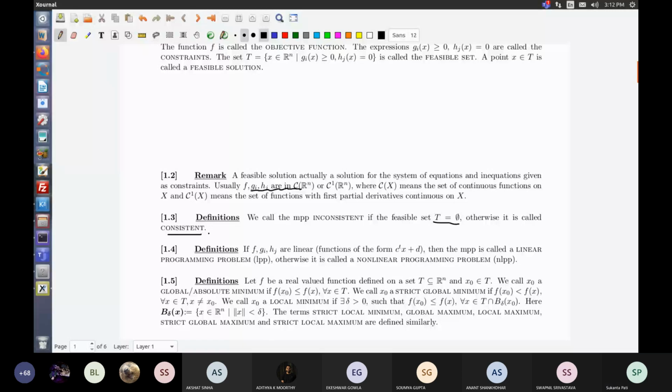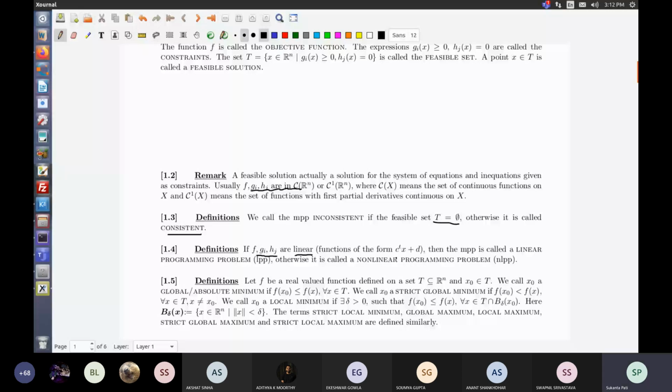Now if all the functions, the objective function and the constraints, are linear functions, of the form c1 x1 plus c2 x2 plus c3 x3 plus a constant maybe, the constants do not do anything to maximize or minimize. Functions of that form are called linear functions. In that case the problem is called a linear programming problem. Otherwise it is called a non-linear programming problem.